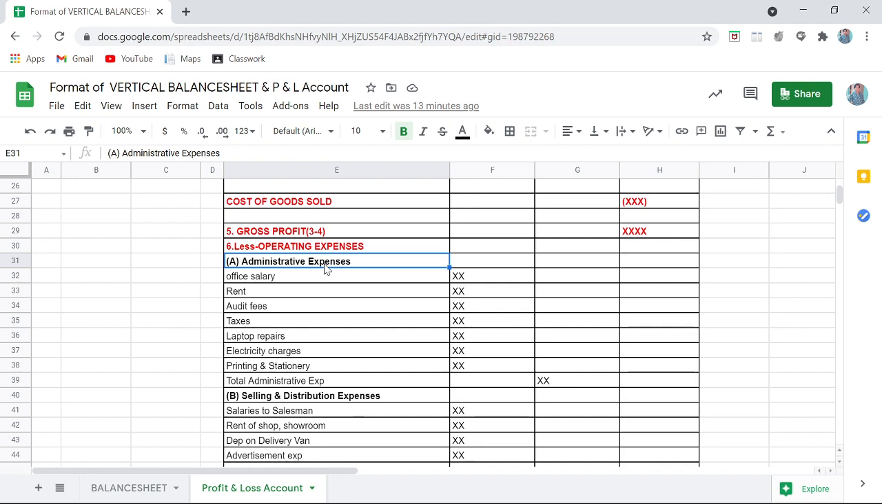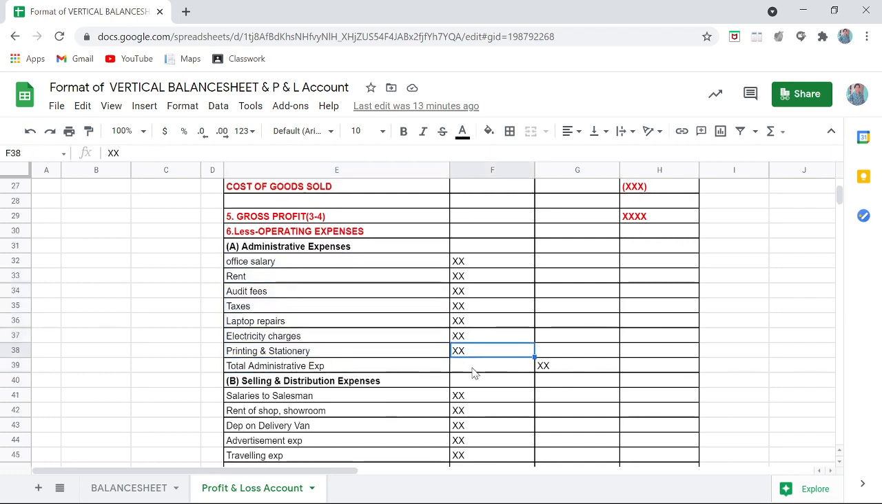Automatically you will remember it. Administration means all office related expenses. So basically salary paid to the employees, rent paid, taxes paid, legal charges paid, electricity paid, all this will be here. See the example they have given: salary, rent, audit fees, taxes, laptop repairs, printing and stationery. These all things are your administration expenses.